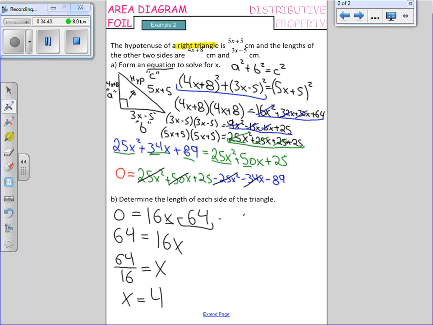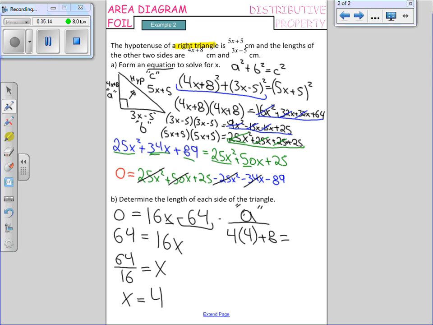To figure out side A, anywhere you see x, sub in a 4. So it'll become 4 times 4 plus 8. And that should be equal to, 4 times 4 is 16, plus 8 is what, Ella? 24. 24. Does that make sense, Aaron?